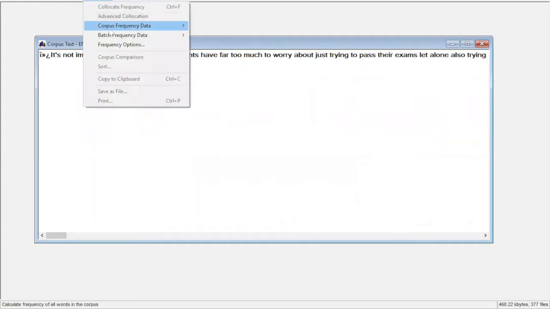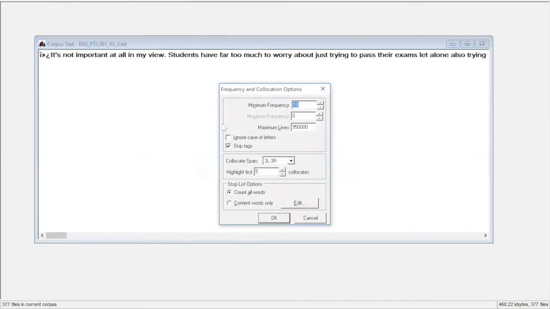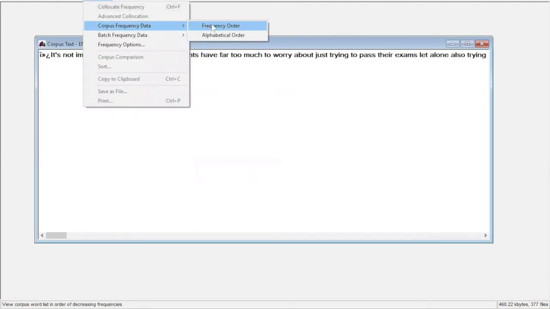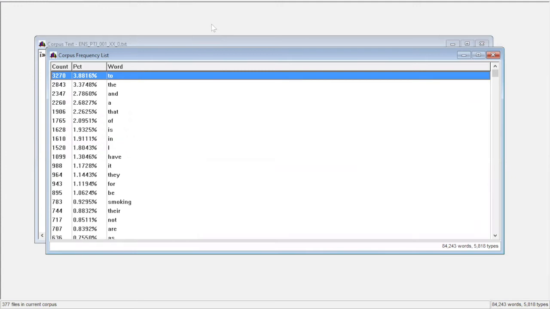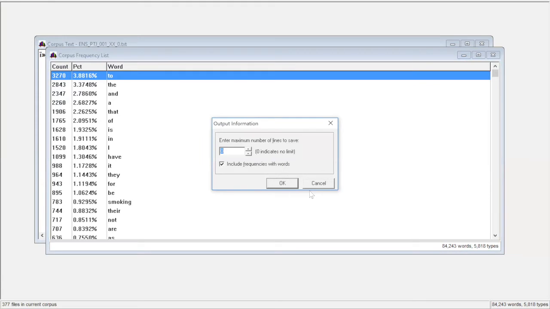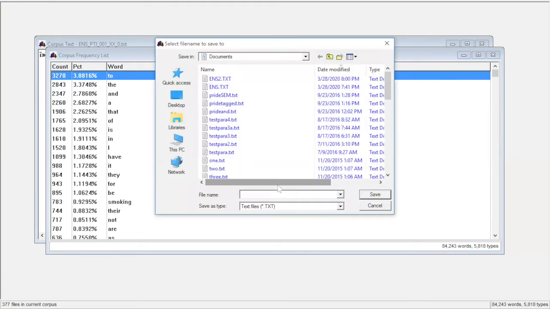So we go and get the corpus frequency data. Let me just check the options are okay. Okay, let's do the frequency order. Then we see that "2" is the most common word, which is kind of odd. The "2" in the rubric might have some effect. Anyway, we save that. I'm stacking up the files here. We call this ENS3.